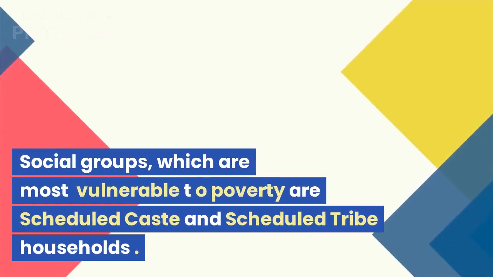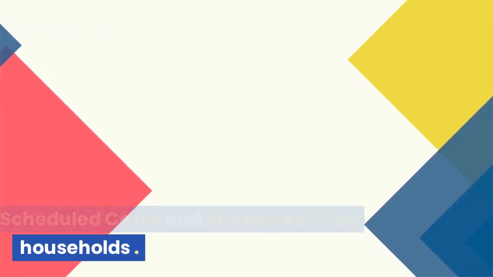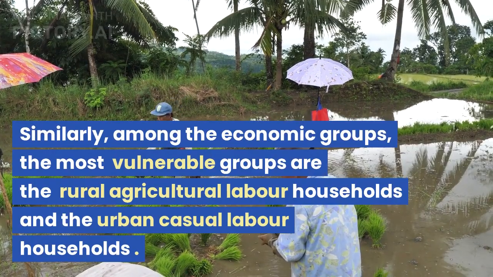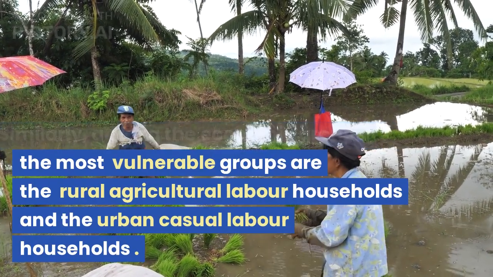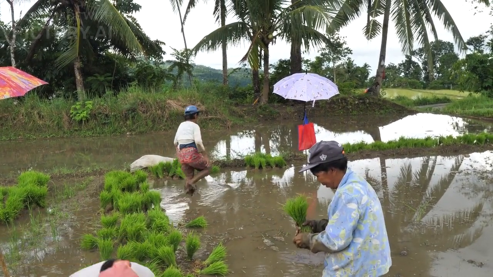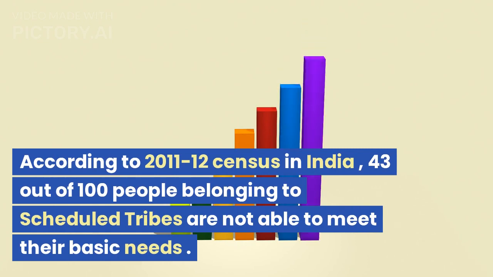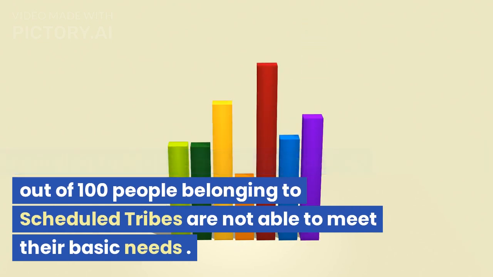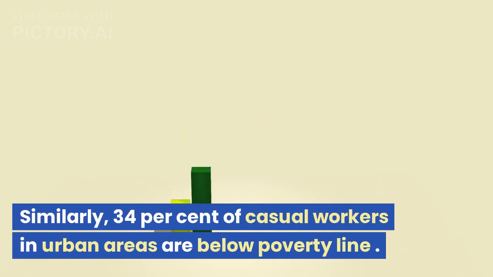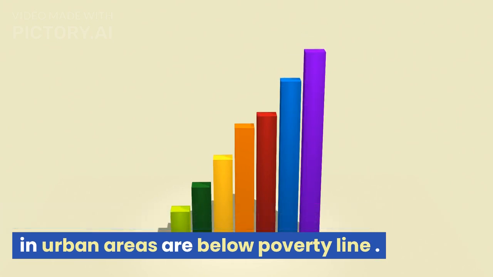Social groups, which are most vulnerable to poverty, are scheduled caste and scheduled tribe households. Similarly, among the economic groups, the most vulnerable groups are the rural agricultural labor households and the urban casual labor households. According to 2011-12 census in India, 43 out of 100 people belonging to scheduled tribes are not able to meet their basic needs. Similarly, 34% of casual workers in urban areas are below poverty line.